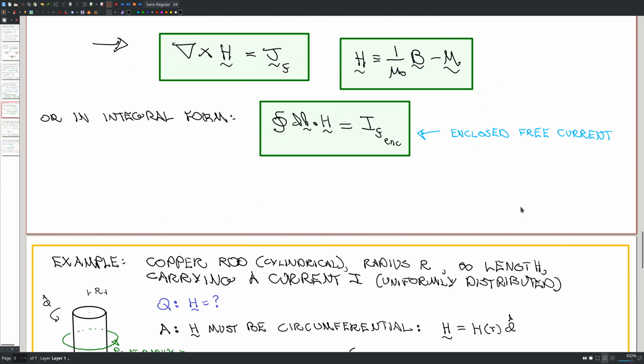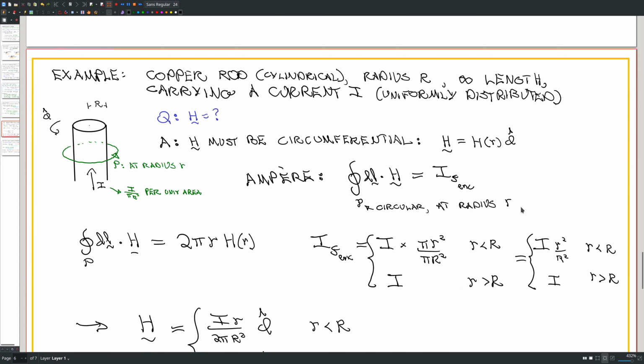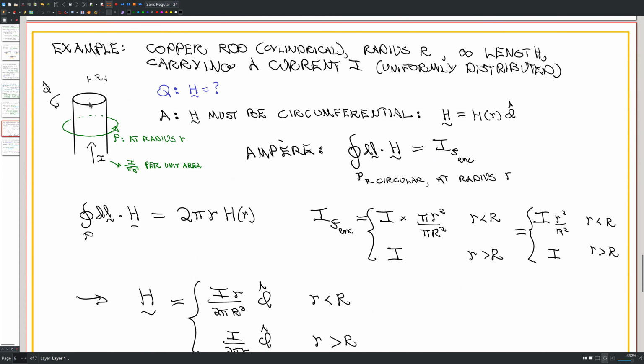So as a very simple example of this, we can consider the following problem. We have a cylindrical rod made of some magnetic material. It can be copper, it can be anything else. Copper is quite common. So we imagine that the cylinder is infinitely long.